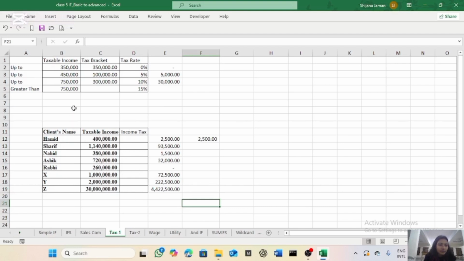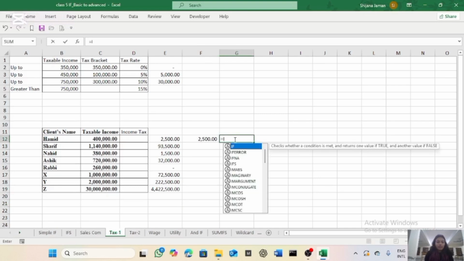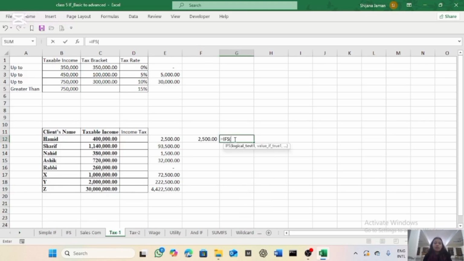Here we can see if taxable income greater than 7,50,000, tax rate would be 15%. If greater than 4,50,000, tax rate would be 10%. If greater than 3,50,000, tax rate would be 5%. So for calculating income tax, we have to press equal IFS formula, logical test.